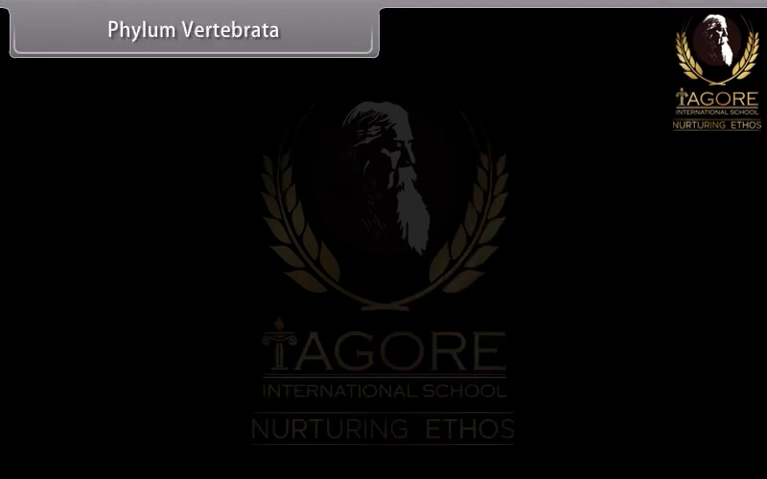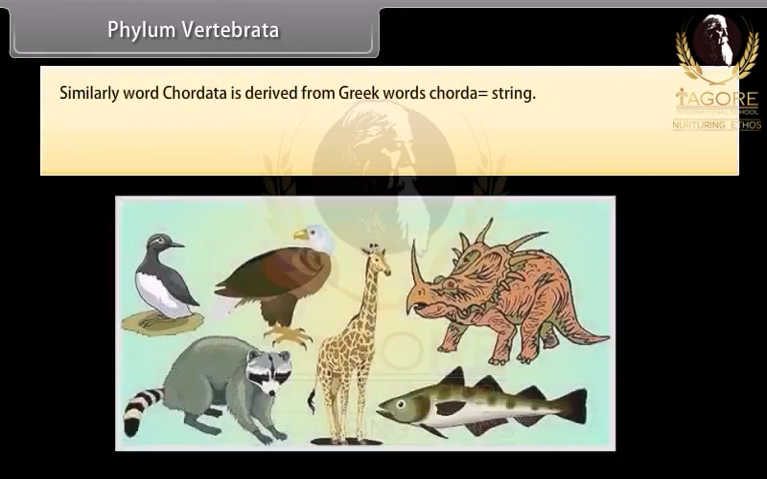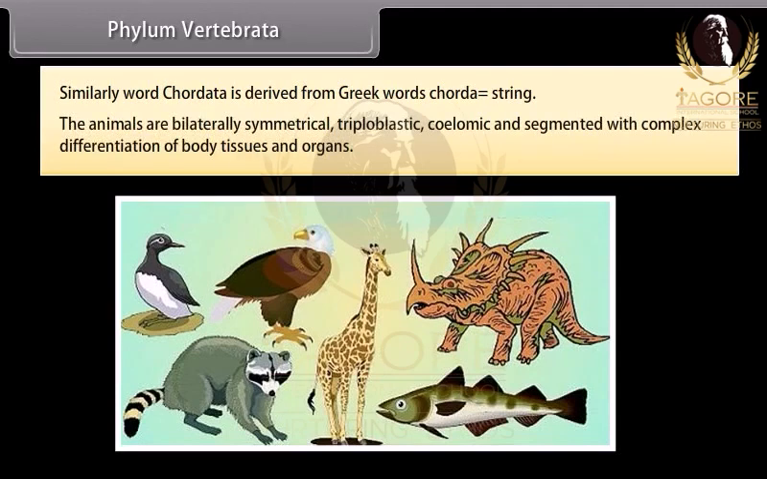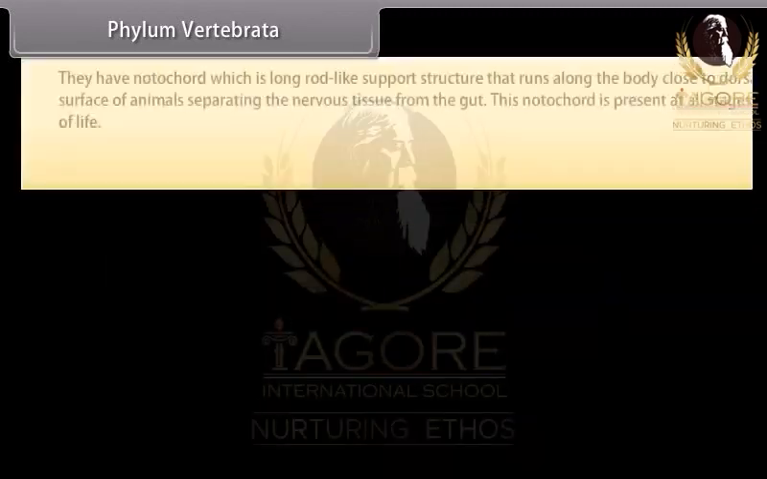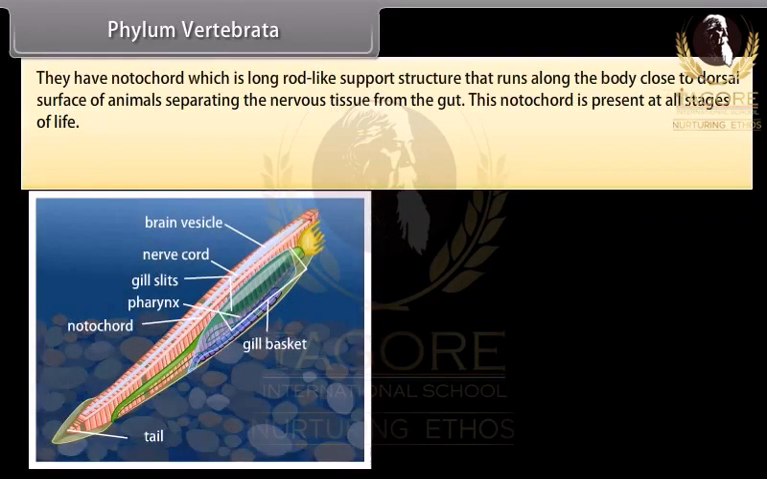Phylum Vertebrata. Similarly, the word chordata is derived from Greek words chorda, which is string. The animals are bilaterally symmetrical, triploblastic, coelomic, and segmented with complex differentiation of body tissues and organs. They have a notochord, which is a long rod-like support structure that runs along the body close to the dorsal surface of the animals, separating the nervous tissue from the gut. This notochord is present at all stages of life.